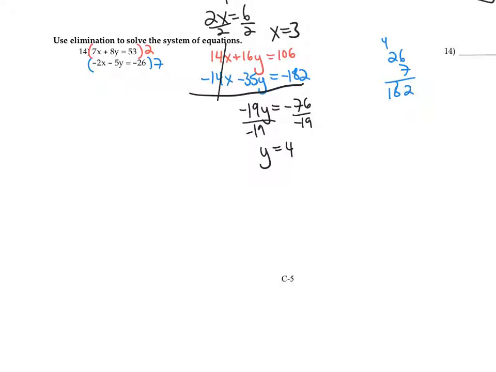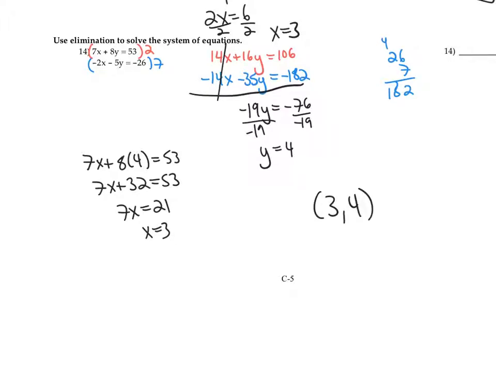Once you know your y value, again, you still need to go back and find your x value. So 7x plus 8 times 4 equals 53, means 7x plus 32 equals 53. 7x equals 21, means x equals 3. So my point here is 3, 4.